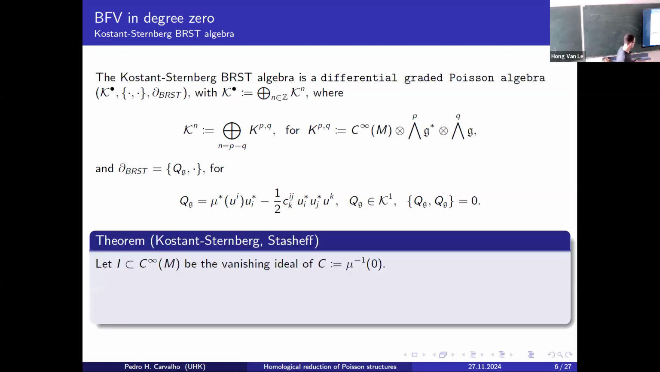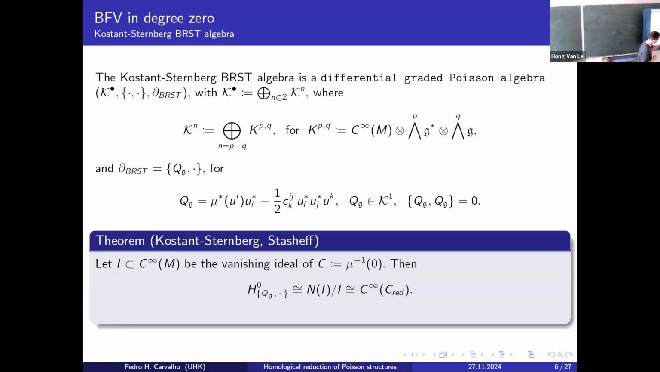And the theorem that appears in this paper by Kostant-Sternberg, and there's also somehow a more general setup, a paper by Stasheff, is that if you call, like I'm calling here I, the vanishing ideal of this constraint submanifold, the theorem says that when you take cohomology of this algebra in degree 0, this is always isomorphic to the normalizer quotient by I. And this is always true. So it depends only on the regularity of the ideal. In particular, it doesn't depend on the fact that the quotient exists.